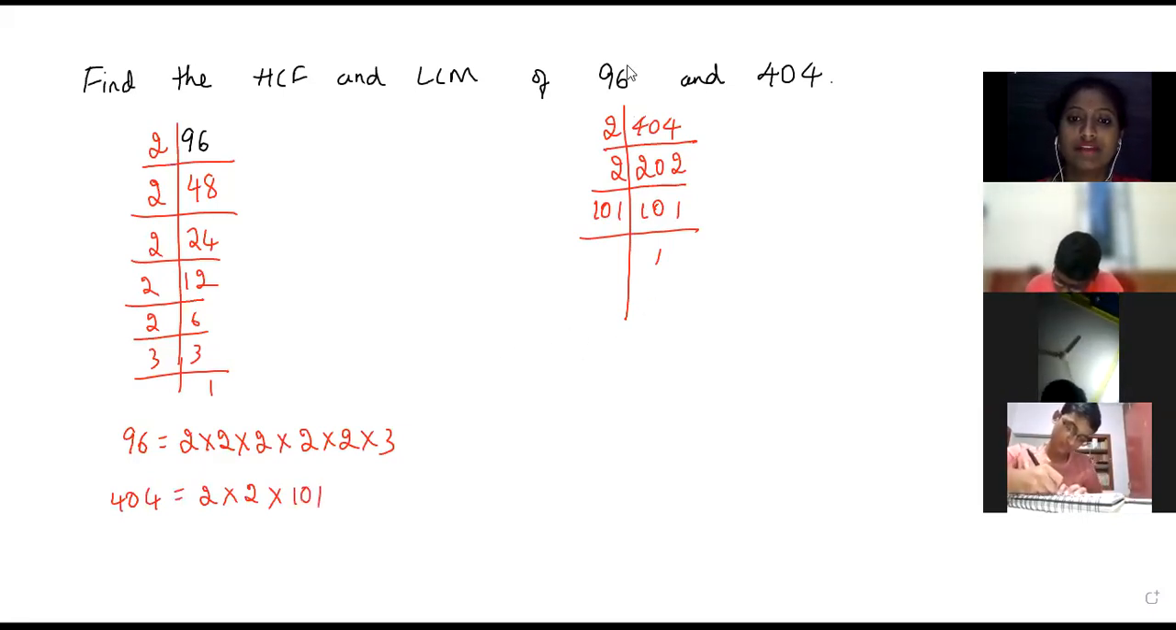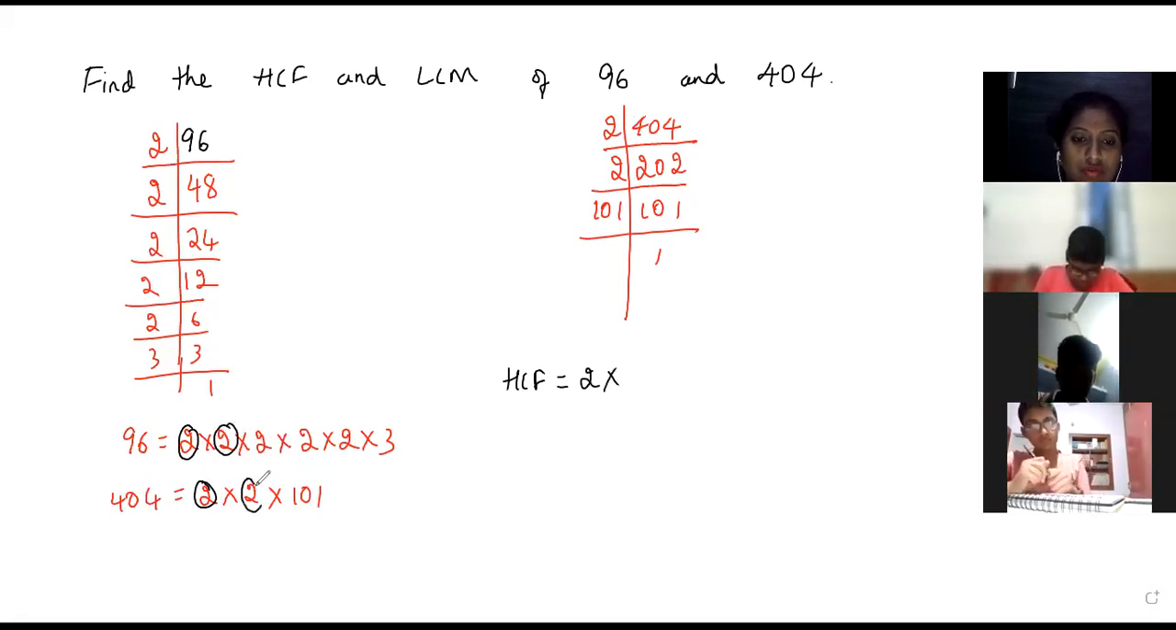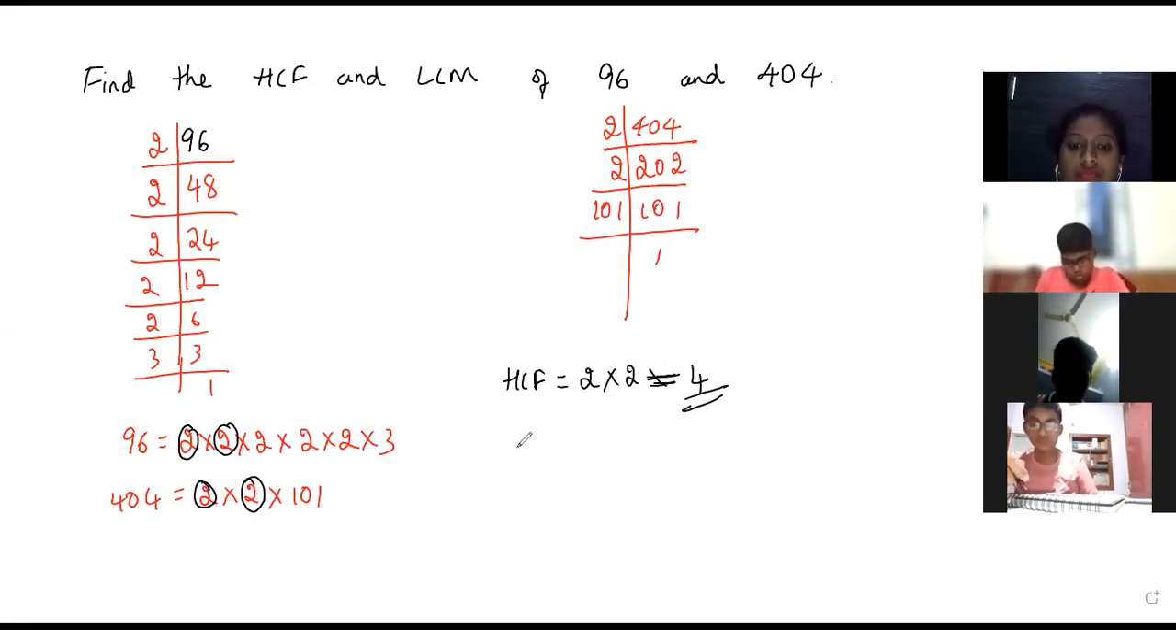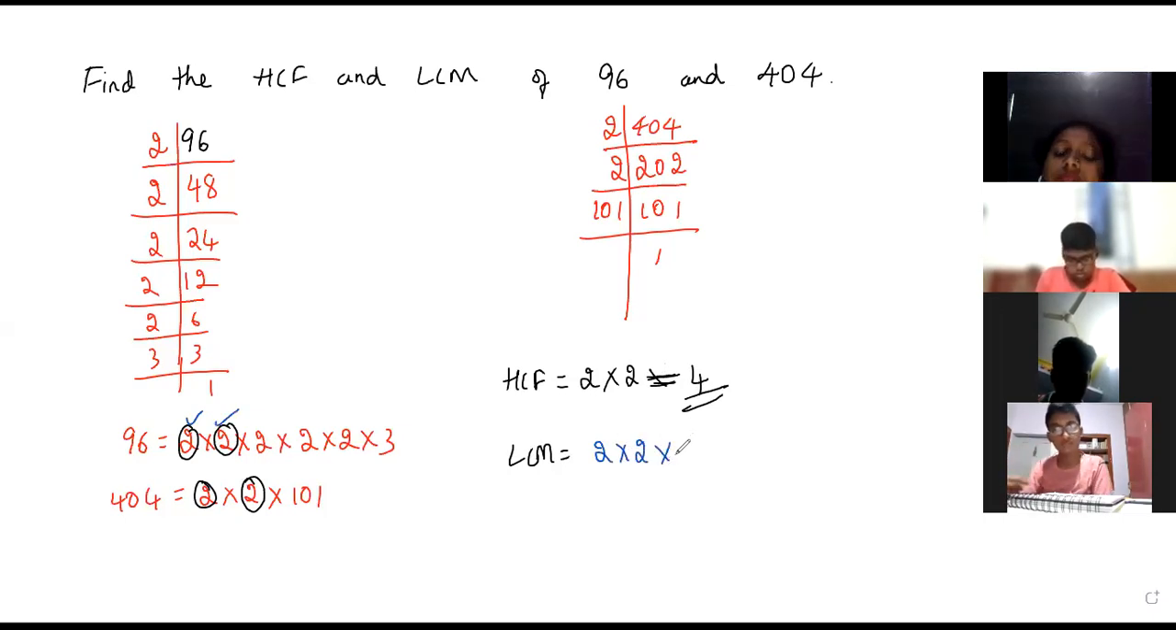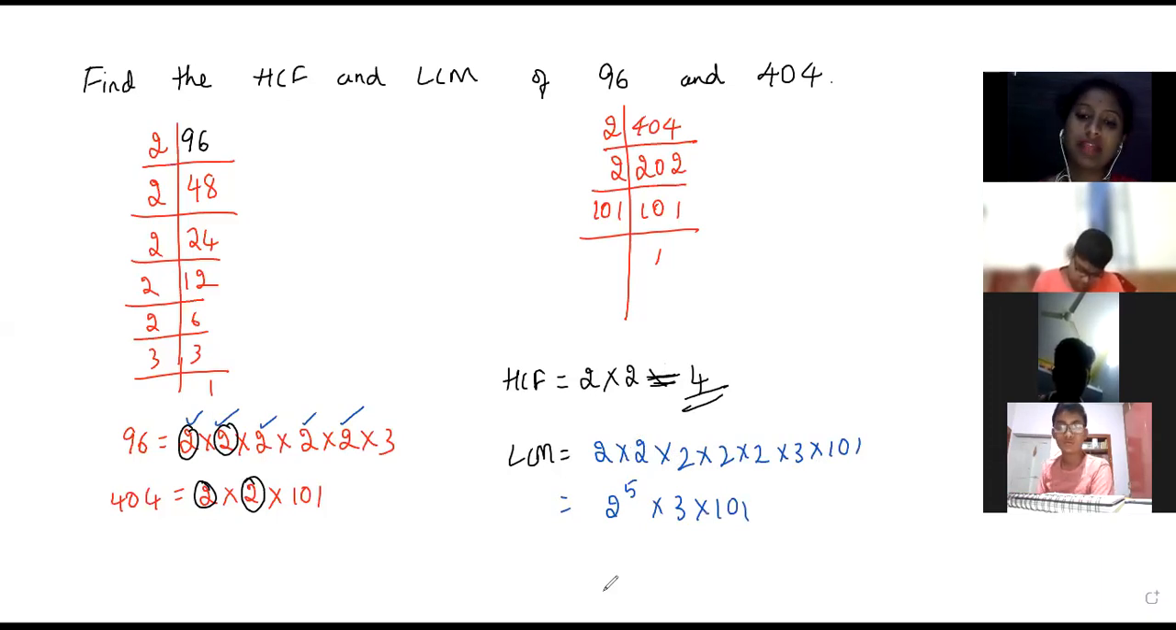Now, we will find the HCF first. For HCF, just pick the common factors. 2 into 2 is 4. So, HCF is 4. For LCM, we pick the common factors, along with that, take the remaining factors also: 2 into 2 into 2 into 2 into 2 into 3 into 101. If you want, you can multiply and keep the bigger number, or you can just leave it like this.